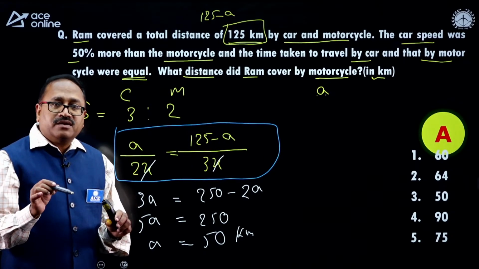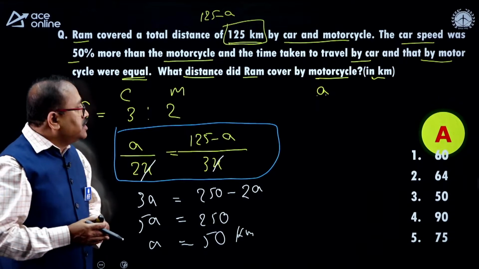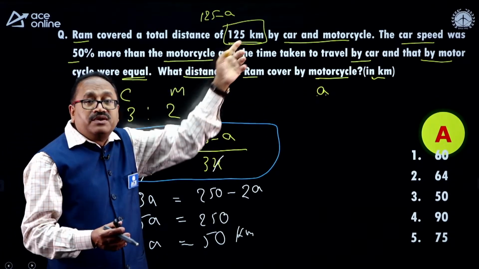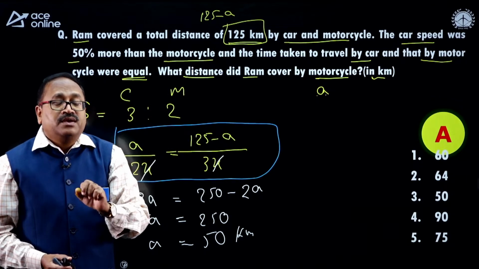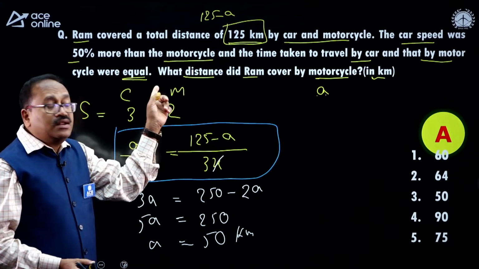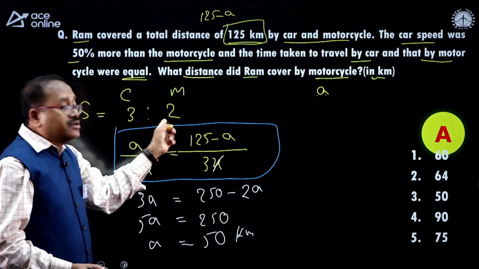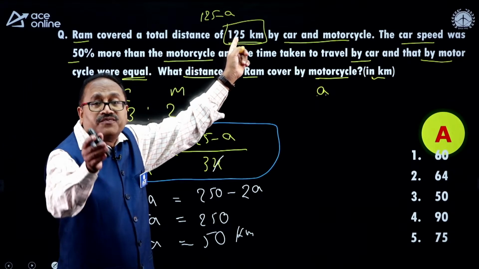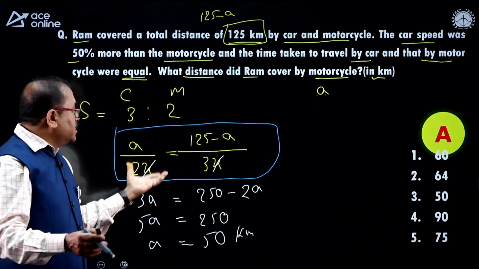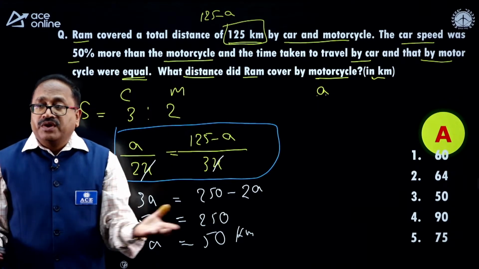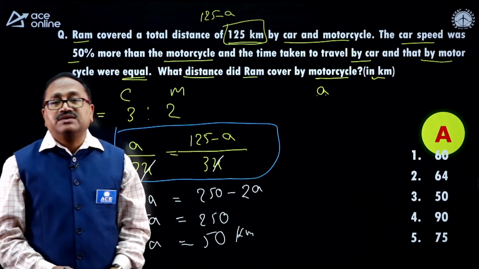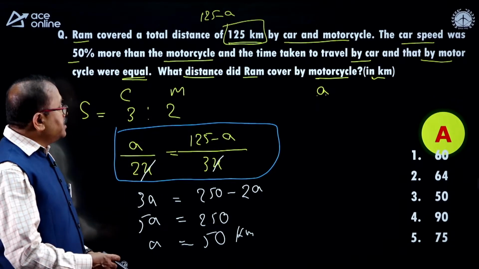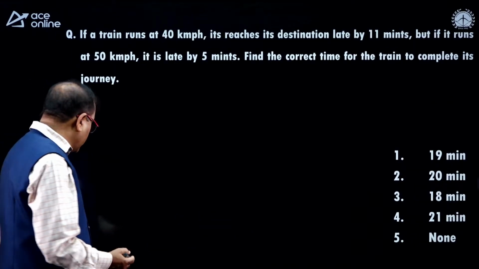That is the only part. The moment it strikes you that if I can take the distance A here, the distance travelled by car will be 125 minus A, and the time is equal. That means distance by speed, A by 2x, will be equal to 125 minus A by 3x. Once this equation is found, the rest is simple simplification. Right, my friends? I will move on to the next question, and it is this one.